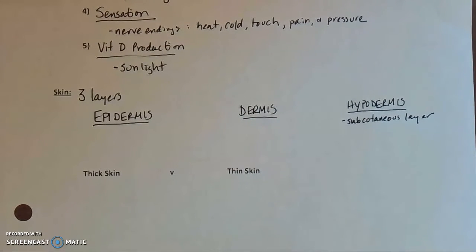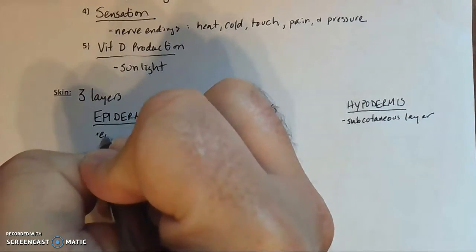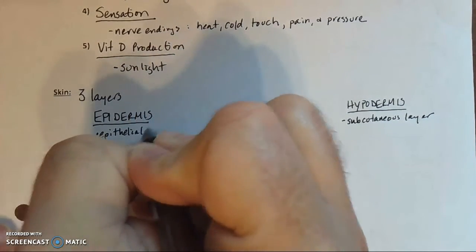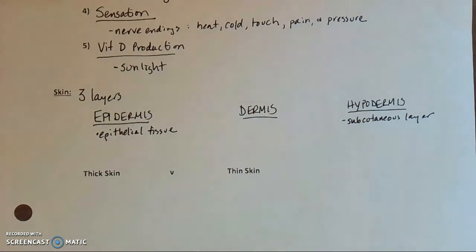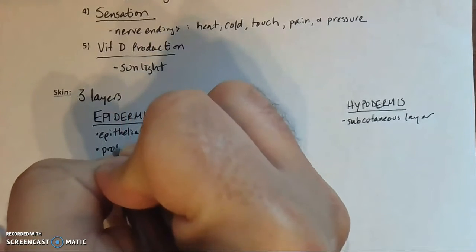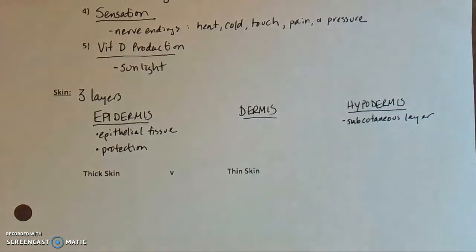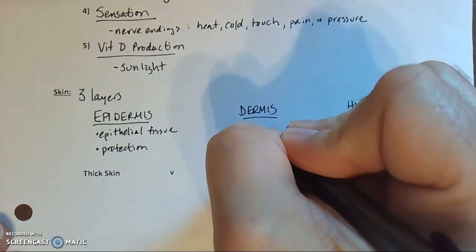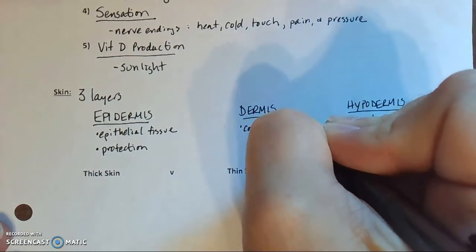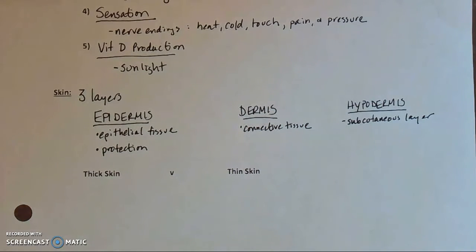So the epidermis on top of the dermis, this is epithelial tissue. So we know that epithelial tissue really doesn't have any blood vessels. It's mainly cells, and we end up with this one being for mainly protection. If you remember, it was stratified squamous epithelial tissue. The dermis is connective tissue, if you recall. So connective tissue, not a lot of cells, a lot of ECM.